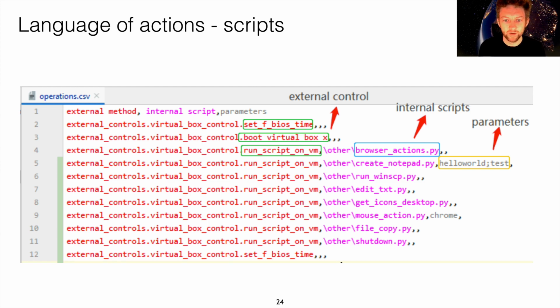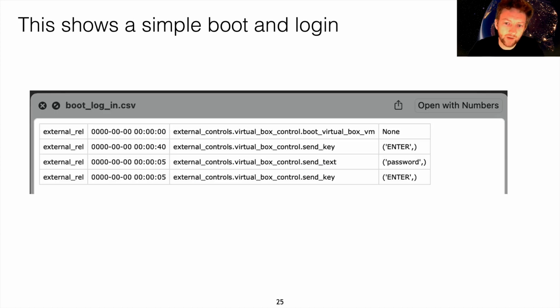So this is a screenshot from the paper that shows you the kind of language, how we express these. This is a little bit old now. We've moved on a little bit from this. But essentially you can see you have a bunch of functions and parameters and so on. Just to have a look at some of the newer stuff, this shows just a very simple booting of the machine and logging in. So you have a VirtualBox control thing saying boot the virtual machine, sending a key enter, sending the text password and enter. That's going to boot the machine and log in, essentially.